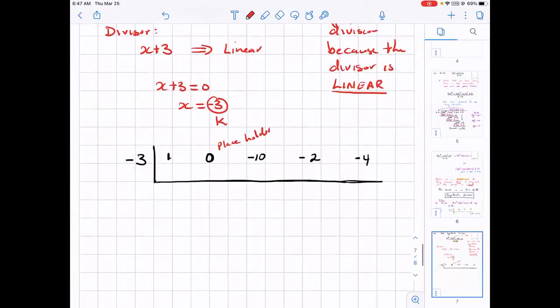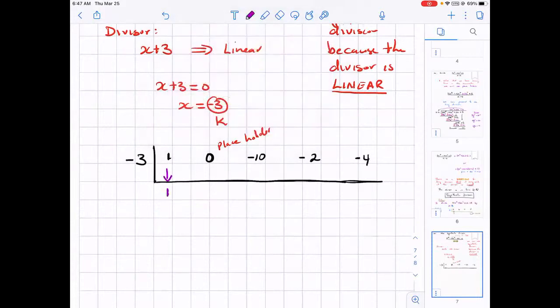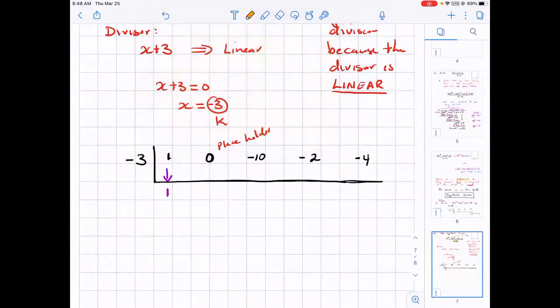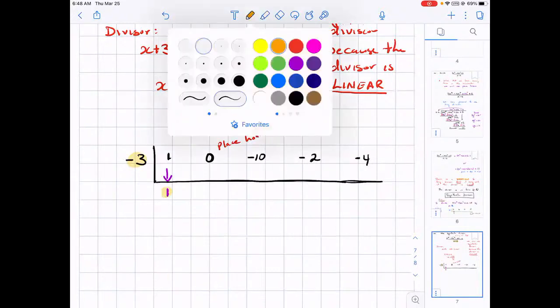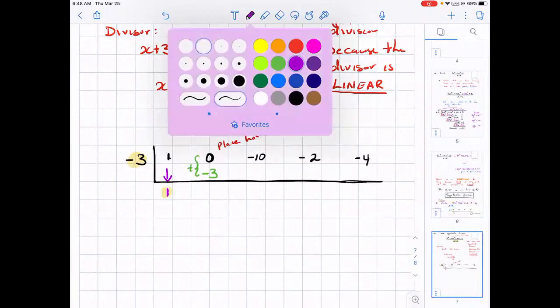So let's do this. The first thing we do, we bring down the 1. That first term always comes down. And then we're gonna multiply negative 3 times 1, and negative 3 times 1 becomes negative 3. So we write negative 3 here. And you always add. So if we add here, this becomes negative 3.